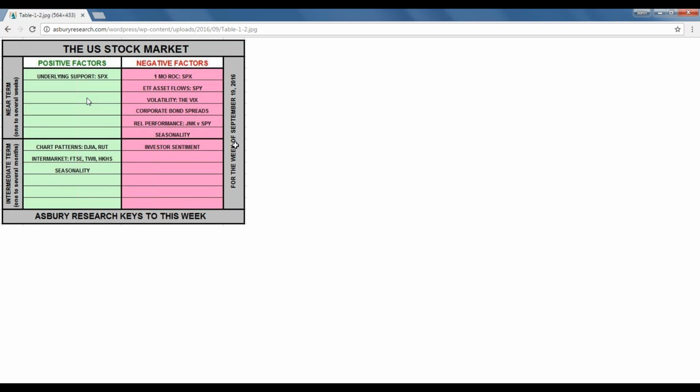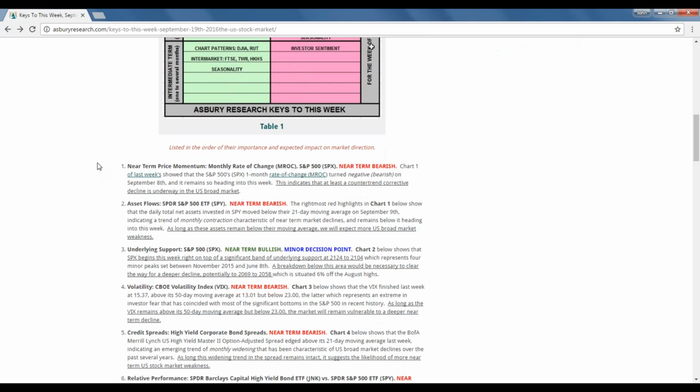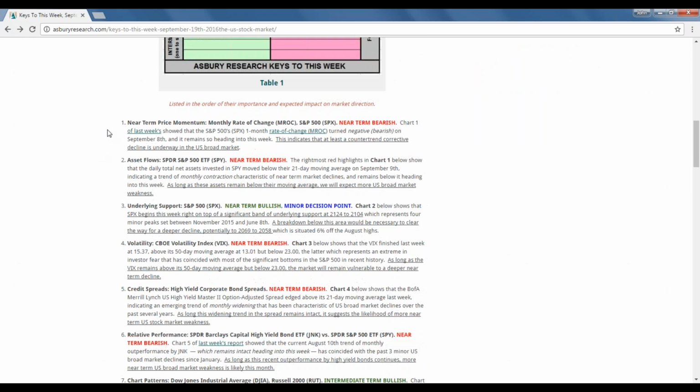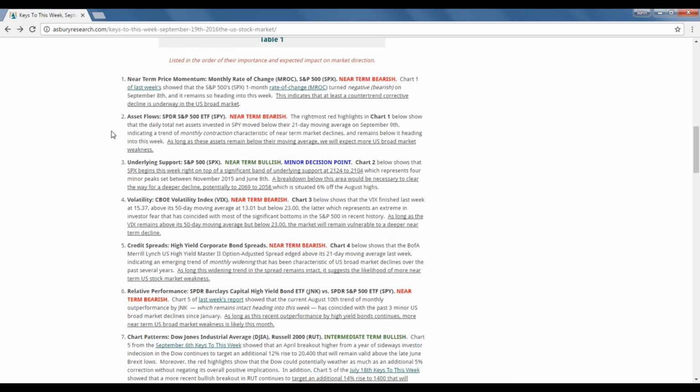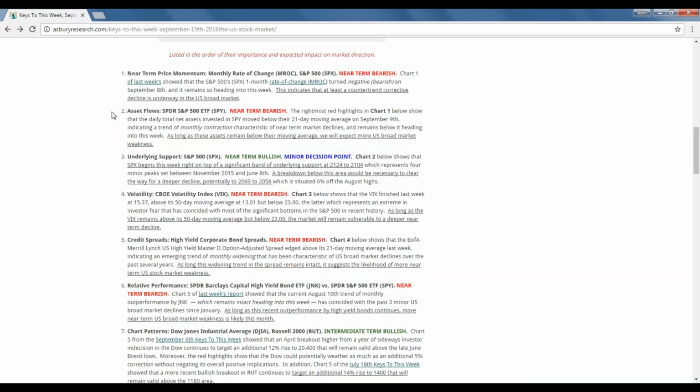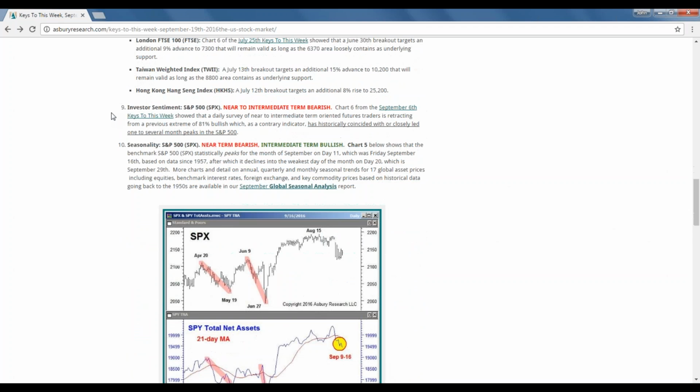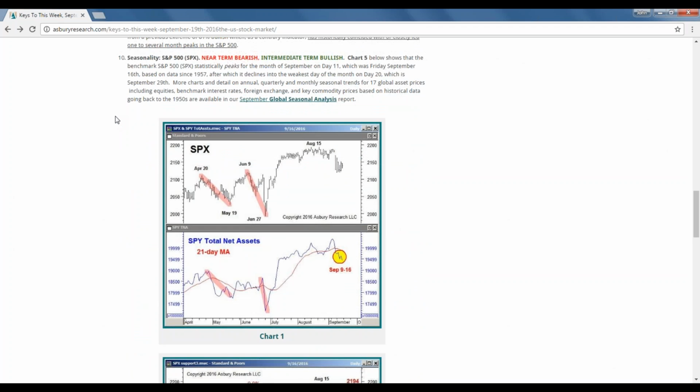So of these, we're looking at a number of different things: the 1-month rate of change, ETF asset flows, volatility that has to do with the VIX, corporate bond spreads, relative performance between two key ETFs, and also seasonality that occurs during September. Of these, well, let's do this. Here's all 10 of those keys organized in order of their importance with a sentence or two description of each. And then we go down to the charts, and we have charts for many of these.